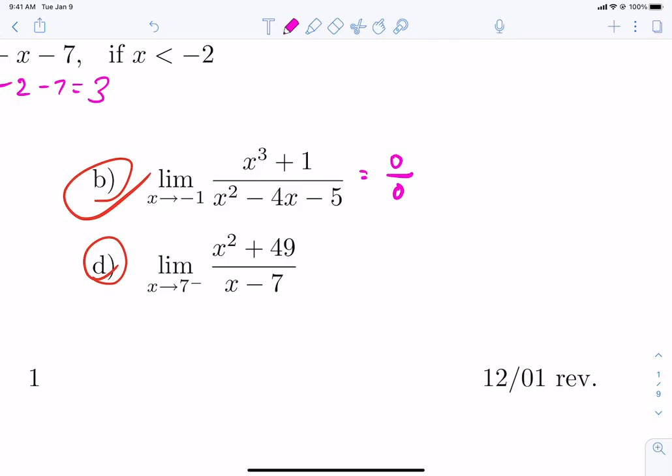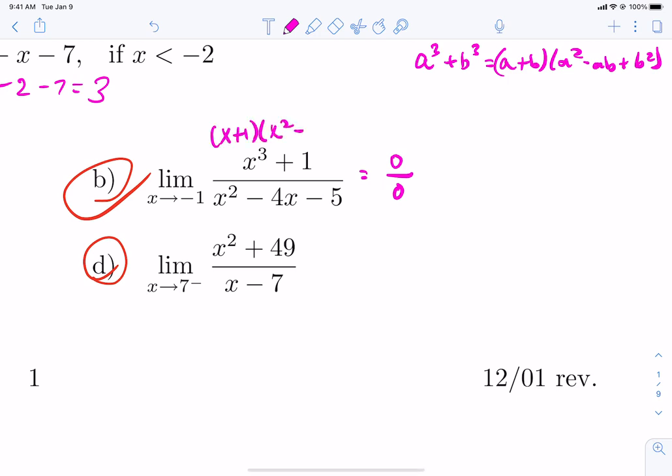So what do we do? Well, if it's something like 7b, it's a factorable quantity. Now you might not remember, but there is a sum of cubes formula. The sum of cubes is factorable to be a plus b times a squared minus ab plus b squared. So that top is factorable. Every place I see an a, I'm going to put an x. Every place I see a b, I'm going to put a 1. And so that factors to be x plus 1, x squared minus x plus 1. The bottom factors as well. That's going to be x plus 1 and x minus 5.